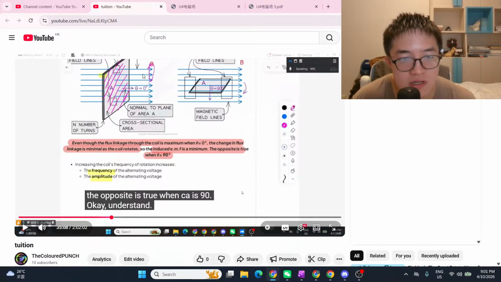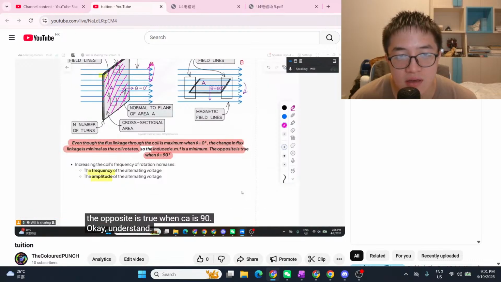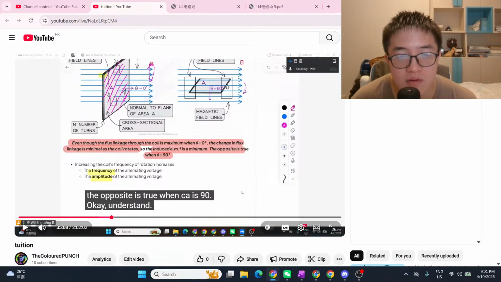The opposite is true when theta equals 90, when there is a minimal amount of flux linkage through the coil, but because the motion is perpendicular as the coil rotates at 90 degrees, it is a maximum magnetic flux linkage change.